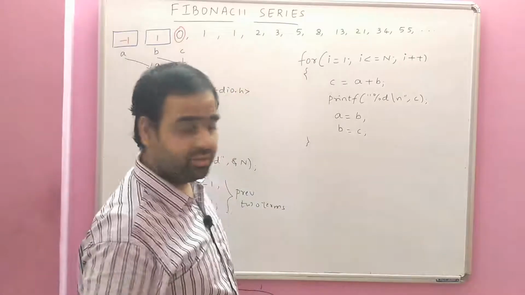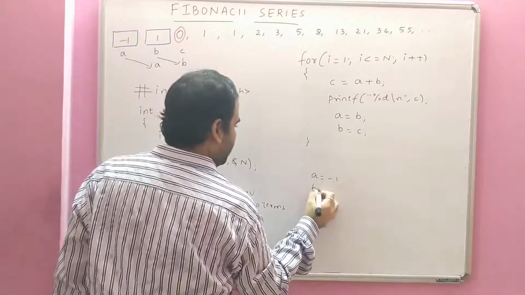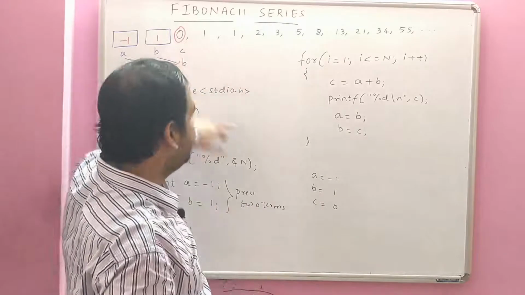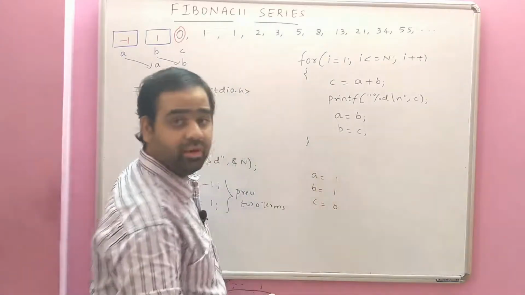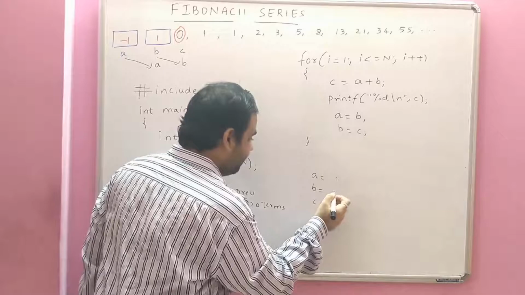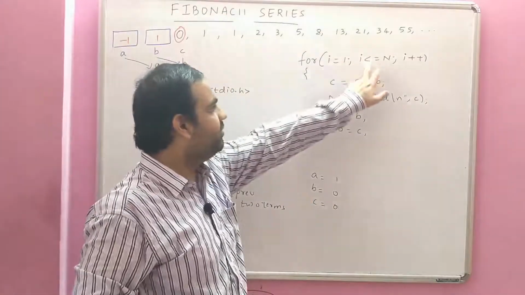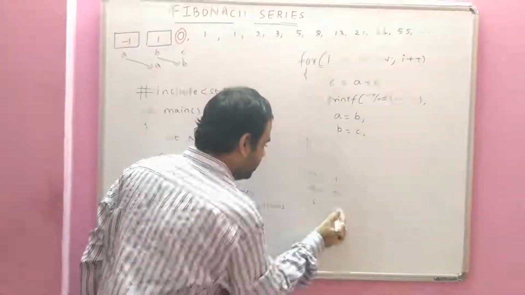Now, when we do this, let me write: A initially was -1. B initially was +1. -1 plus 1 is 0. You have printed 0. A gets the value of B. Therefore, A is +1. B gets the value of C. Therefore, B is 0. I plus, the value of I becomes 2. Let n be 5. 2 is less than or equal to 5. Yes. C is A plus B. 1 plus 0 is nothing but 1.